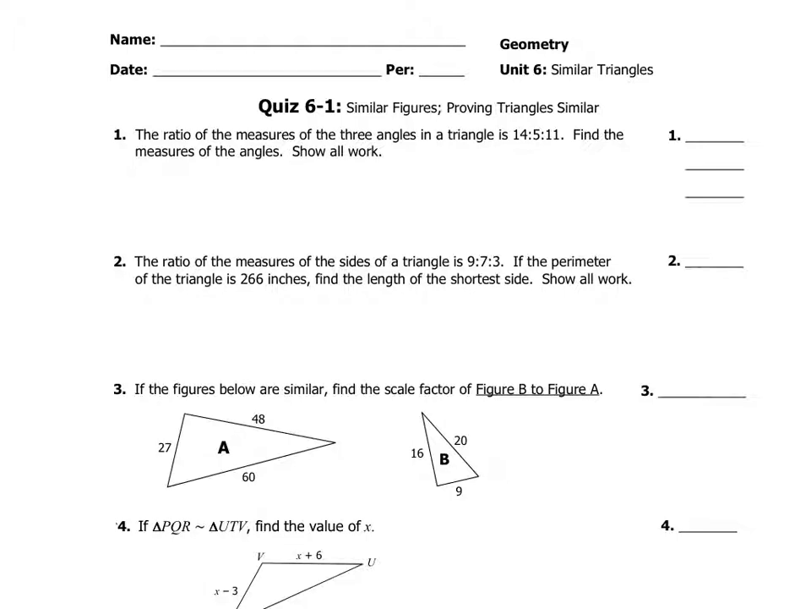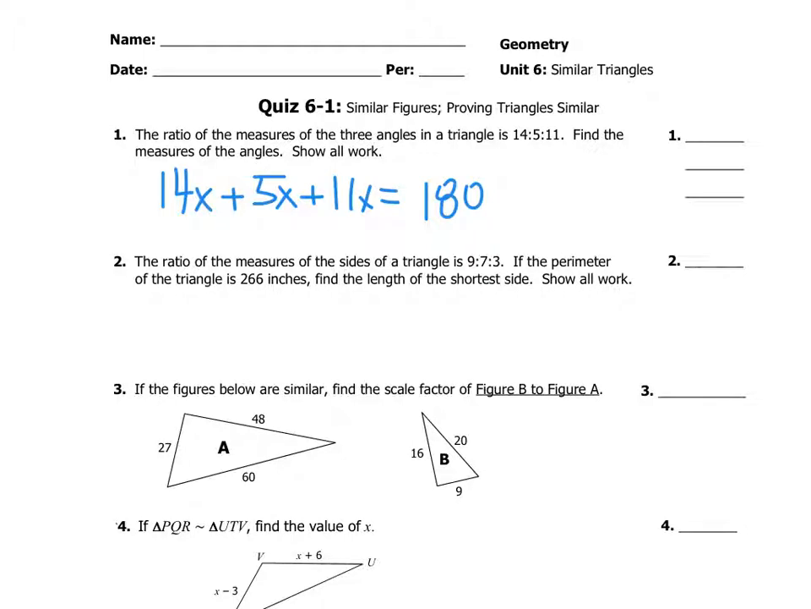So, number one, we've got the ratio for all three angles of a triangle. It's 14, 5, and 11. So remember, all you're going to do, I'm going to help you set this one up just to jog your memory. So it would be like 14x plus 5x plus 11x equals 180.